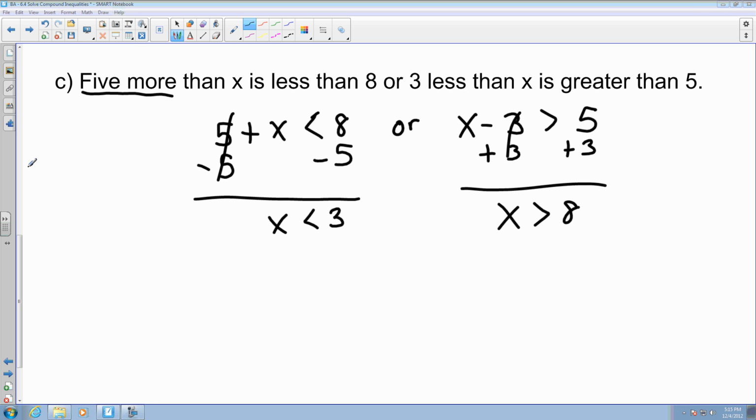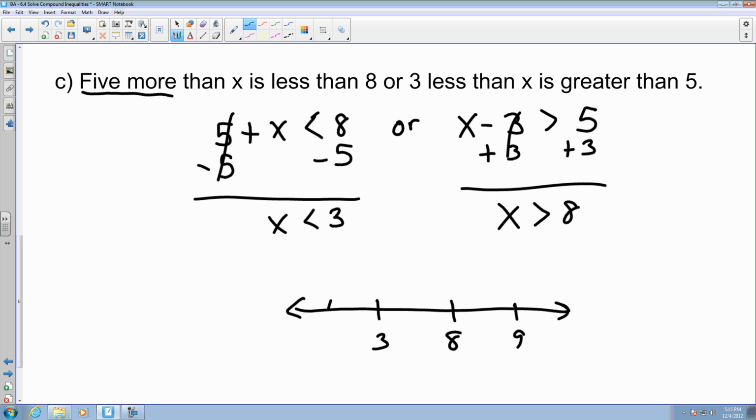I corrected it. So if I were to graph this, I have a 3 here, I have an 8 here, let's put like a 9 and 2. So they're both open circles, and I'm going to be shading to the right-hand side, and I'm going to be shading to the left on this one, which holds true for my and and or statements. So quick things to remember.